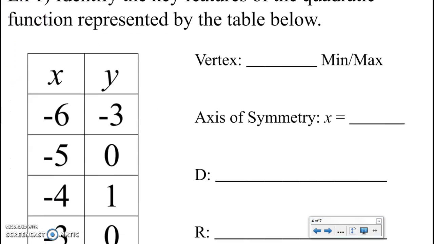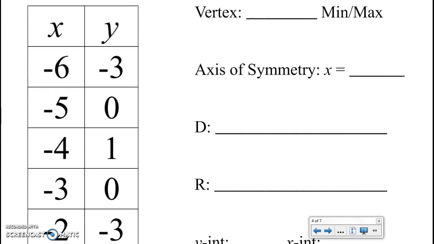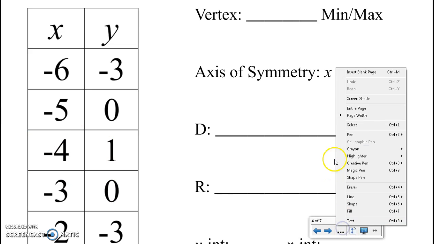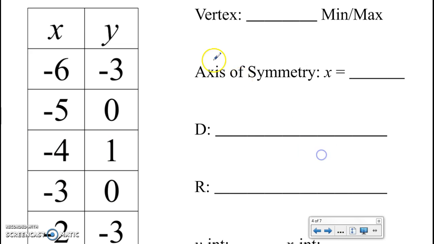Okay, so you'll notice here that this table is the same. We're going to get all of the key features from here. So my vertex, we said, is where the y's start to go backwards in our pattern. So negative 3, 0, 1, 0. Since I go from 0 to 1 and then back to 0, I know that this (-4, 1) is my vertex. Okay, so we're going to do (-4, 1) for my vertex.